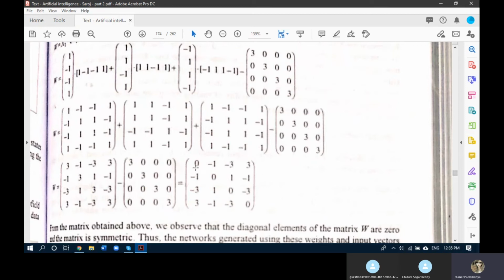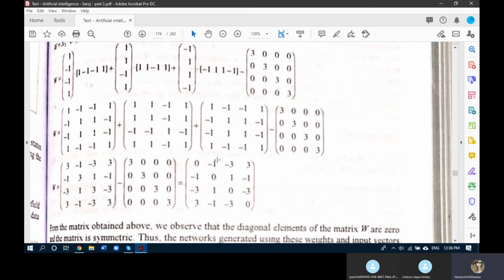Unit 1 is not connected with itself. It is connected to unit 2 with a weight -1, unit 3 with a weight -3, and unit 4 with a weight 3. This is unit 2.